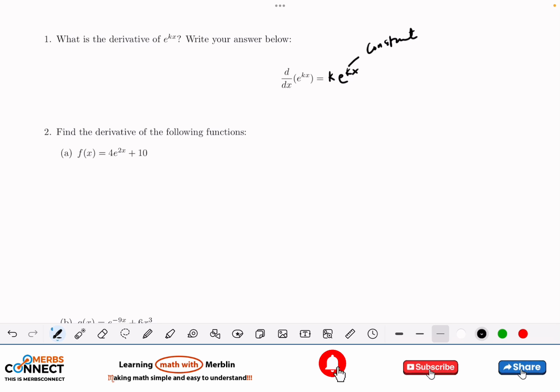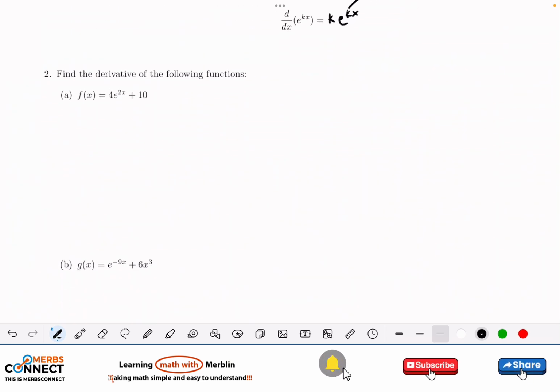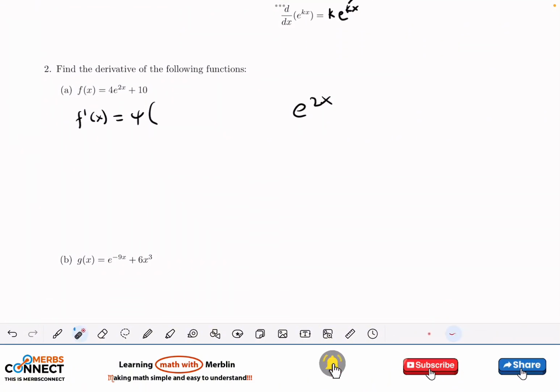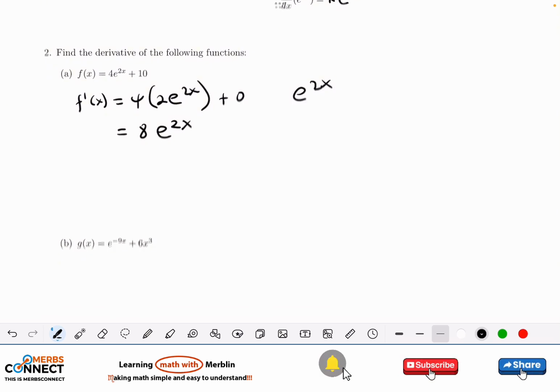Now let's go through the process by differentiating the following functions. What will be f prime? f prime of x will be equal to, so 4 here is multiplying this. Since it's multiplying and it's constant, I'll just maintain that one out. Then I differentiate e to the power 2x. From what we just did, I just need to drop the 2, pick the 2 and multiply it by this, so 2 times e to the power 2x. Then when I differentiate a constant, I get 0. So this should be 8e to the power 2x. Very simple.